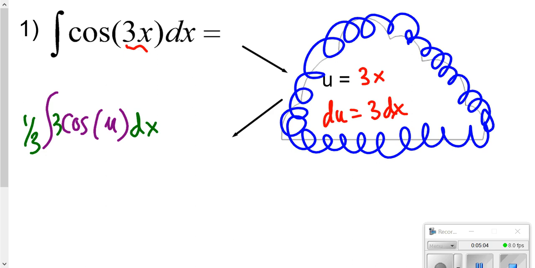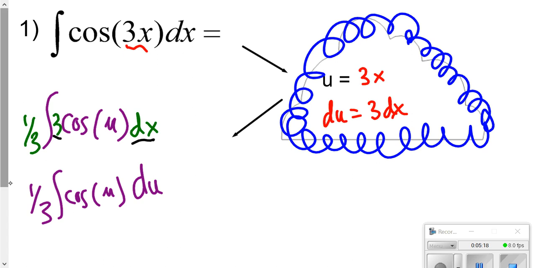Okay. So now the reason I did that was because if I look at that underlined black thing, 3dx, that's just du. And the reason that's important is because remember, I'm trying to integrate with respect to u. Oh, okay. So now you have everything in terms of u. That's really good, and now this is easy.